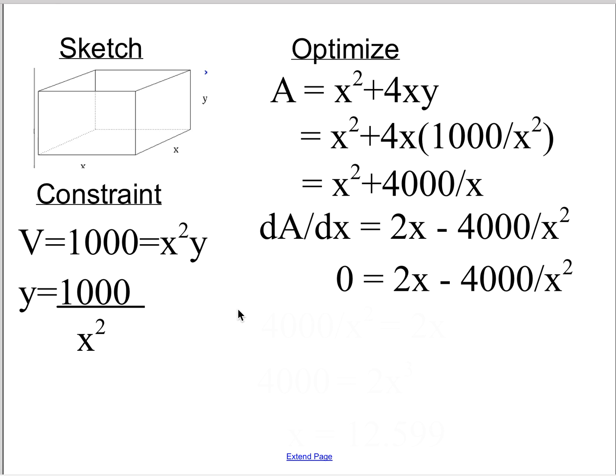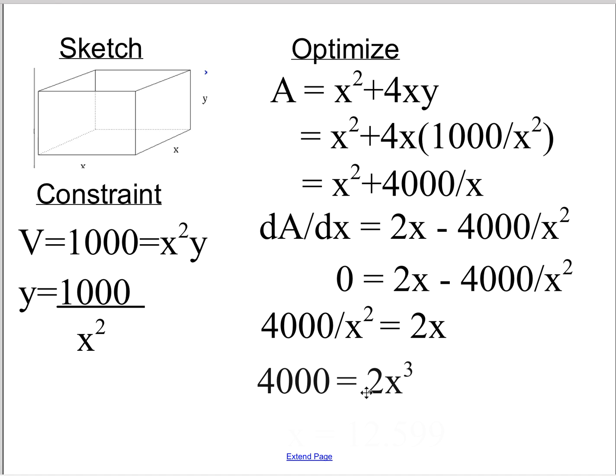So I'm going to add 4,000 divided by x squared to both sides, and get 4,000 divided by x squared equals 2x. Multiply both sides by x squared to get 4,000 equals 2x cubed. Divide by 2 and then take the cube root, and you end up with a value of 12.599 as your x value. So then from there, we need to determine that this is our minimum, since we are looking to minimize our surface area. So I'm going to do the first derivative test.